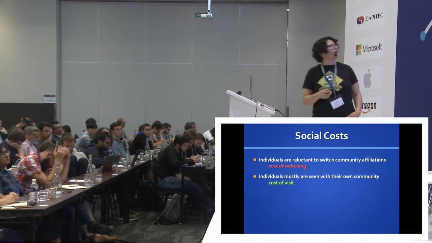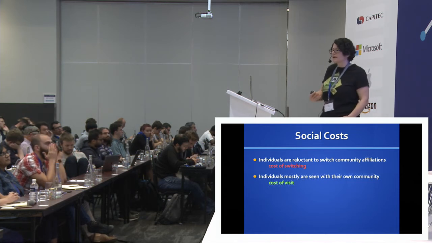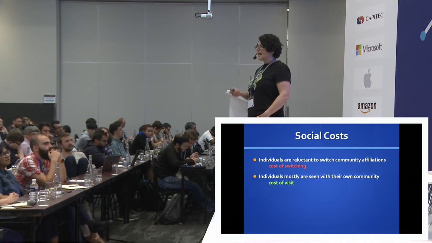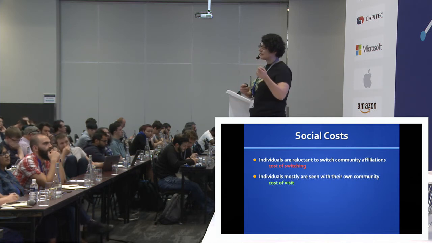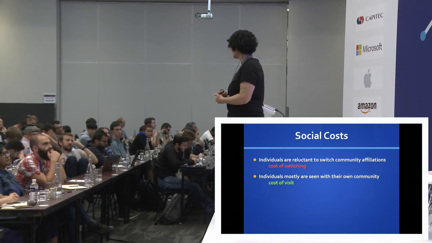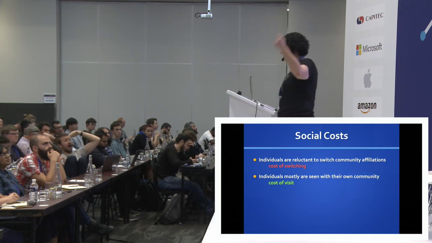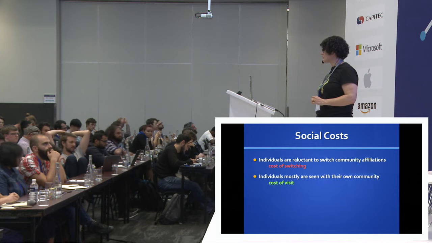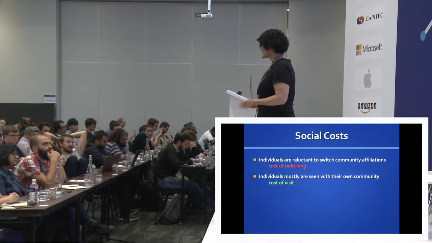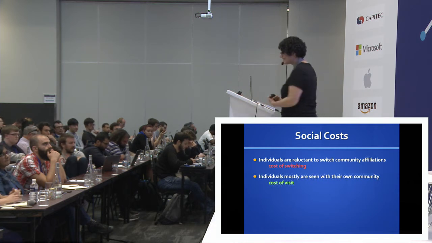Similarly, individuals are seen mostly with their own community, but they can visit others. But there is a cost, again, which is very measurable. And in some species and in some contexts, the visiting cost is higher than the switching one. So with my cell phone network, the other network providers make it a very high cost to visit a different network, but low to switch. But in other cases, moving to a city is much, much more expensive than just visiting.